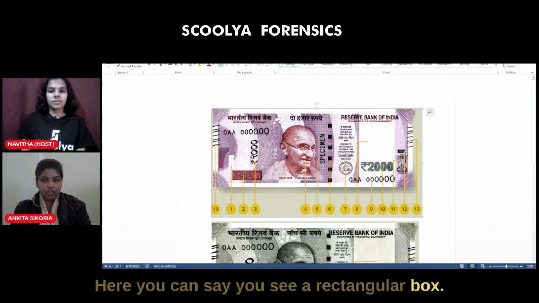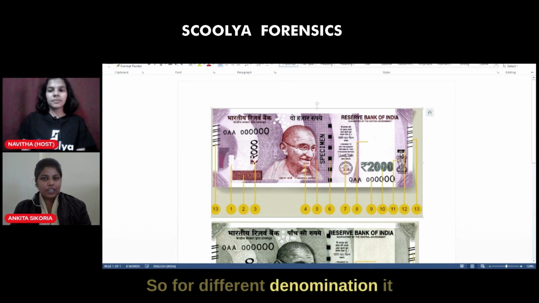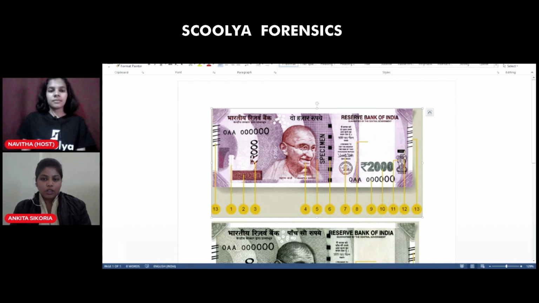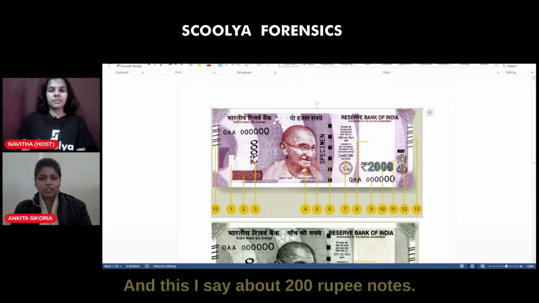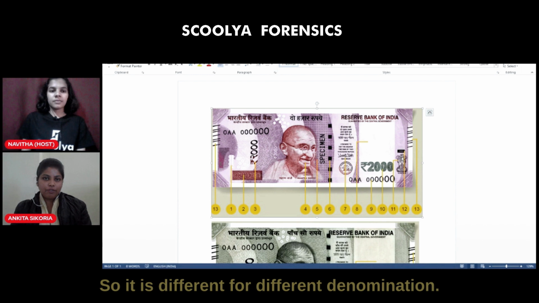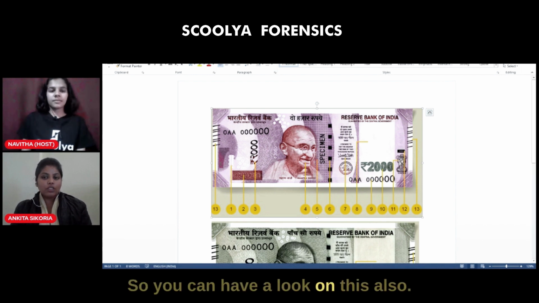Here you can see a rectangular box. For different denominations, it will have a different shape. For the 2000 rupee note, it is a rectangular box. In the 500 rupee note, it is circular. And if I talk about the 200 rupee note, it is in an H letter shape. So it is different for different denominations. You can have a look at this also.